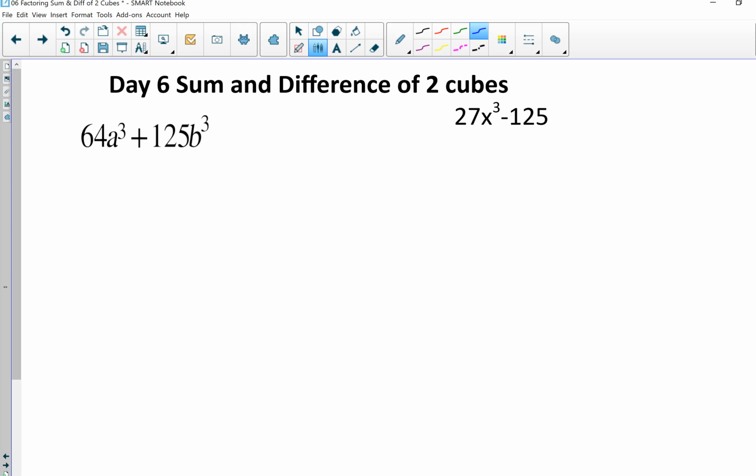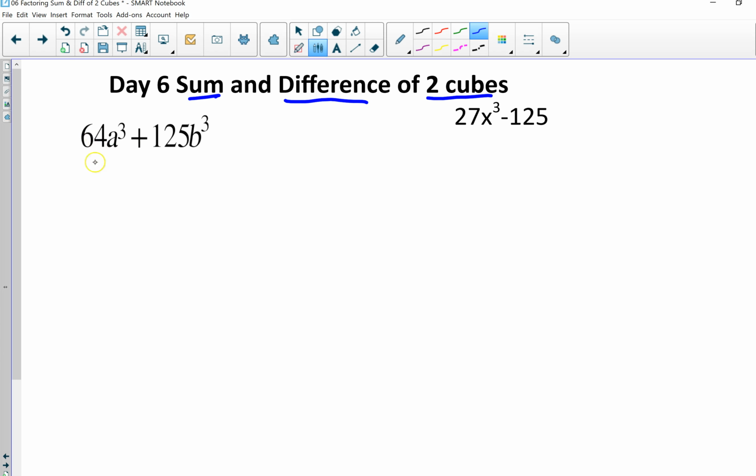Hello, this is Mrs. Poland, and I'd like to go over a couple of problems from today's lesson on the sum and difference of two cubes. As with any type of factoring, the first thing you're going to do is look to see if there's a GCF, and there isn't in this problem.